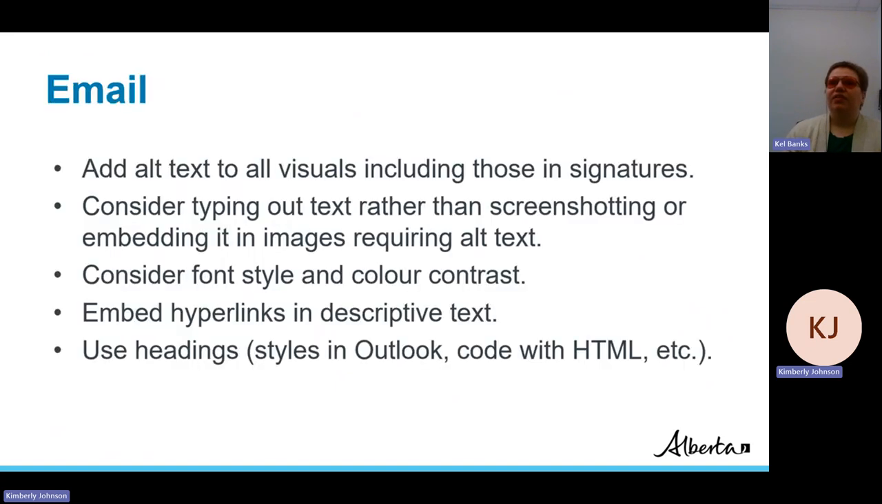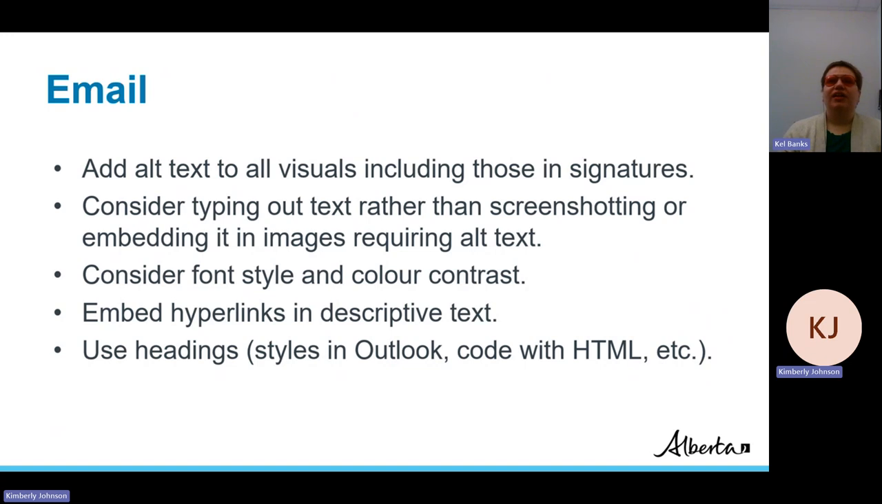Next slide, please. So I'm going to talk a little bit here about email. And so a lot of communications also go out through email and not just social media. And so a lot of the things I've already talked about today are also important for emails. So that includes adding alt text to all of your images in your emails, which also includes any images in your signature. A lot of people forget about their signatures, and that's also important. Consider typing out information instead of adding an image of text to your email. This makes it more accessible for a screen reader and also means that you don't have to retype that text out anyway in the alt text of your image.